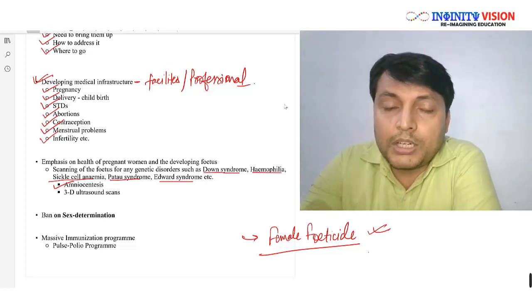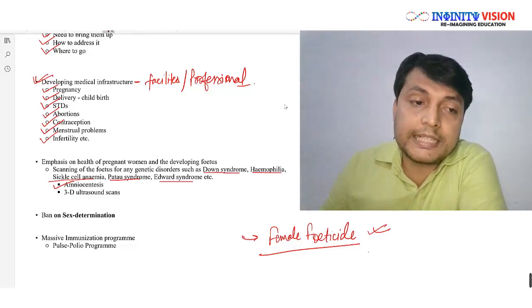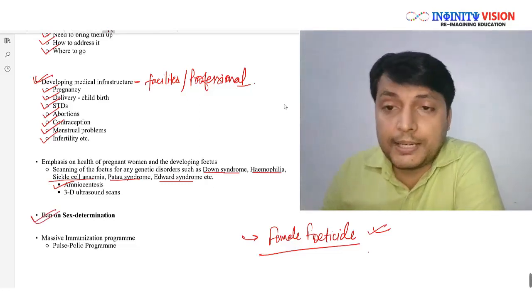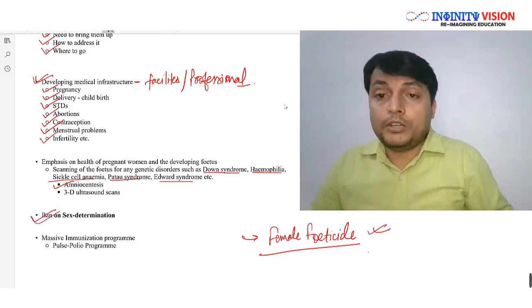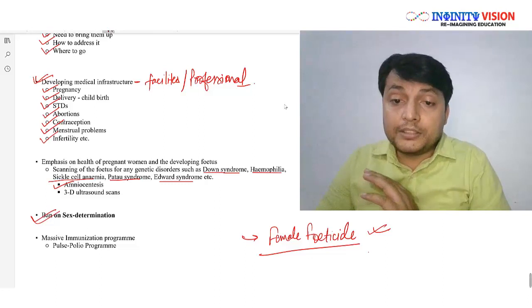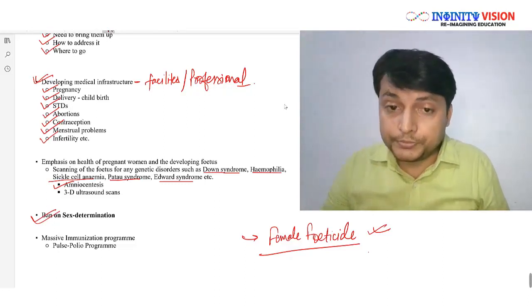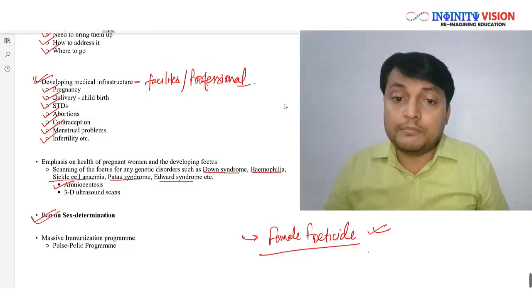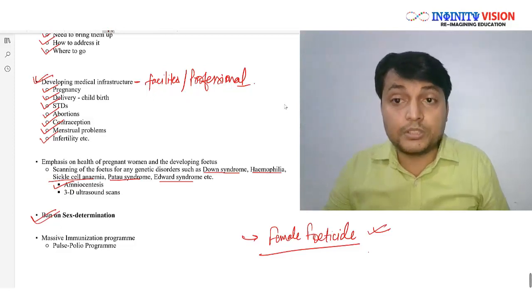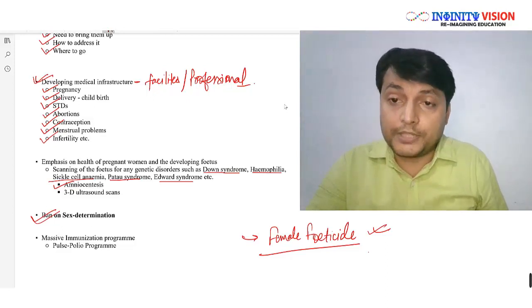Now, citing such problems, the government of India later banned sex determination. Therefore, in India sex determination is banned. Nobody can determine the sex of the fetus by any method in this country, and it's a very good move. It was required to put an end to a crime like female feticide. I'm using the word crime because it is a crime, to stop female feticide and to improve the sex ratio of our country.